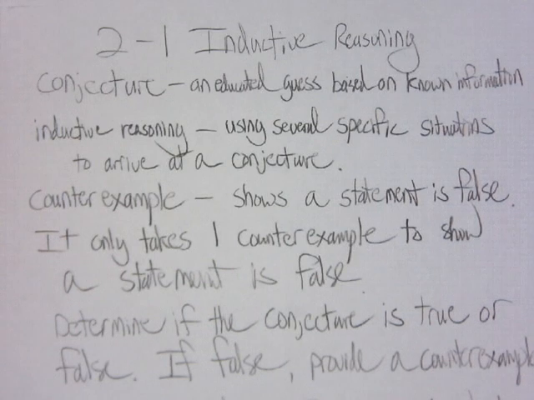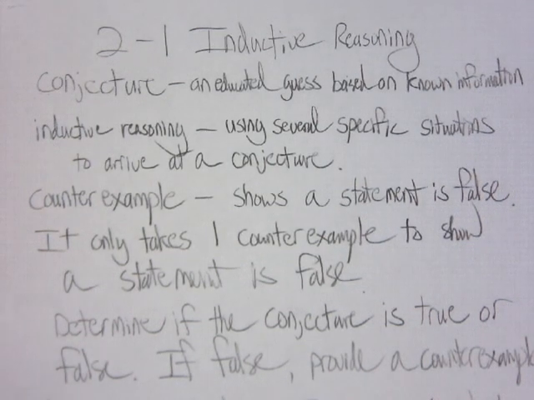And so an example of inductive reasoning and conjecturing would be, for example, if I look outside and I see lightning and I hear thunder, my conjecture would be that it's going to rain, okay? And so again, that's an educated guess based on the known information, right? Since I have seen several specific situations where I've seen lightning and heard thunder, and typically that means that it's about to rain, that's why I arrived at that particular conjecture. So that's an example of using inductive reasoning to make a conjecture.